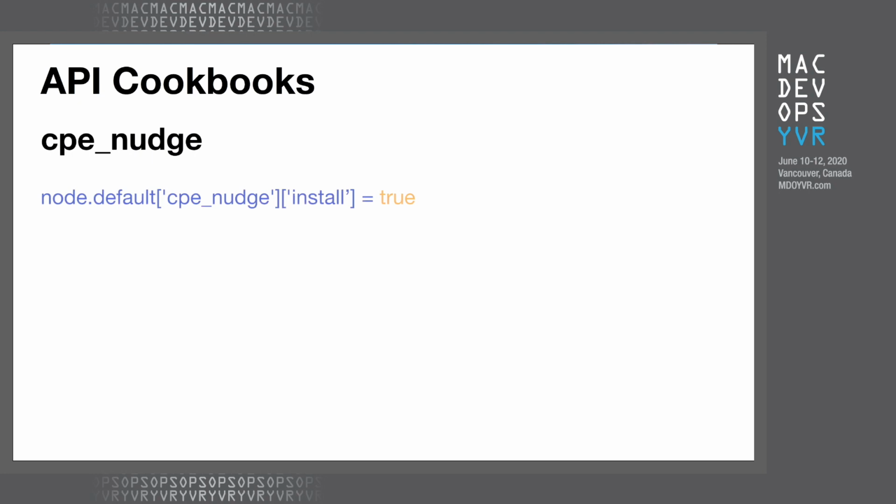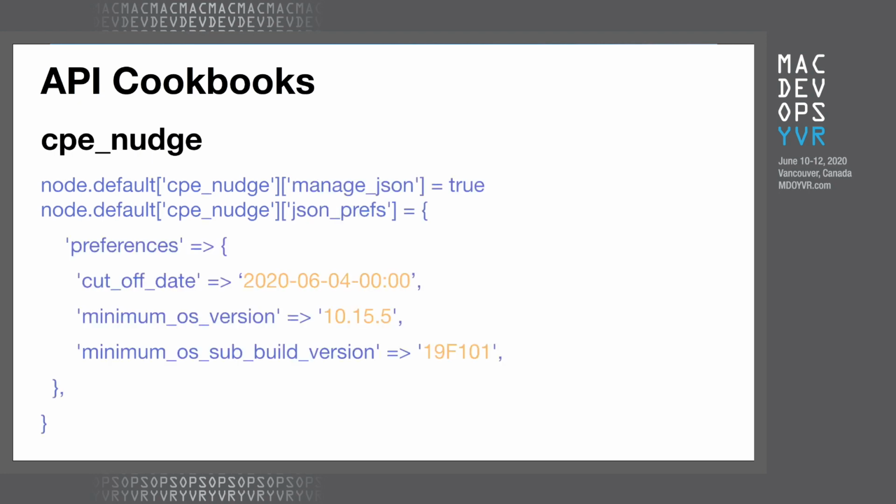It's by default false, so it won't do anything if you were to add CP Nudge to your Chef cookbooks. This is how you tell it to do the first thing. But also, how Nudge works is there's a JSON file, and that JSON file tells it, hey, this is the minimum operating system that you want to run. So we want to manage that JSON. So you do node default CP Nudge manage JSON equals true.